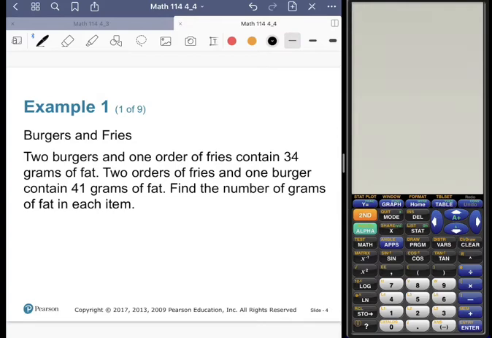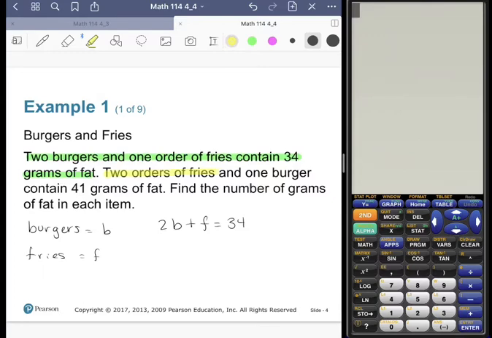So let's begin by giving a variable. B is going to represent burgers. Again, burgers will be represented by a simple B. Fries will be represented by an F. So let's now read the problem. Let's start with the first one. 2 burgers and 1 order of fries contain 34. So 2 burgers, so 2B, plus 1 order of fries, so F, is equal to 34.